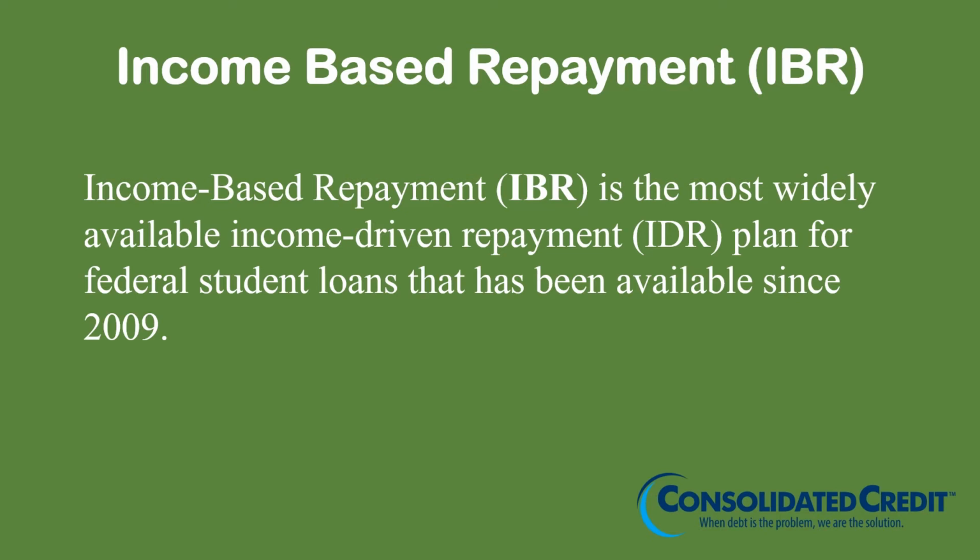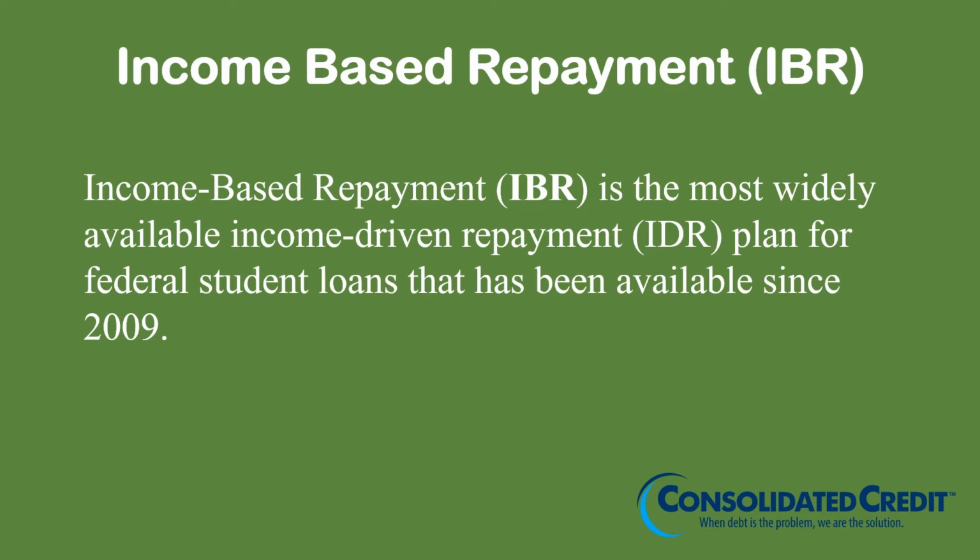Any remaining balance is forgiven after 25 years. If, over the lifetime of this loan, you make 300 qualified payments and the loan is still not completely paid off, any remaining loan amount will be forgiven and legally discharged.